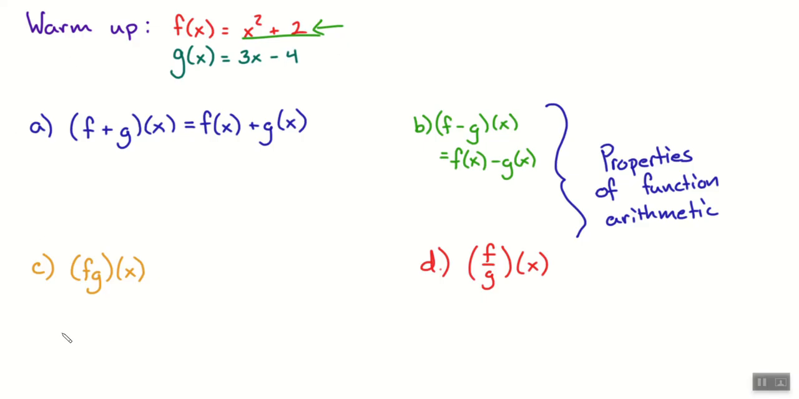All right, go out on a limb here. What's going to happen when we do f times g of x? F of x times g of x. And then now I imagine the trend is starting to show up. For the last one, what's your gut say we should write? F of x over g of x.